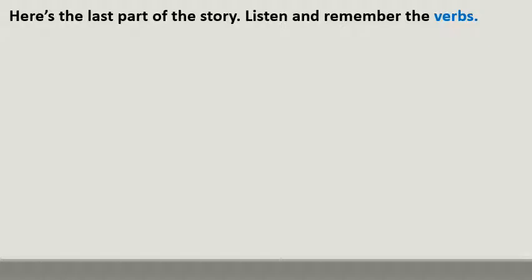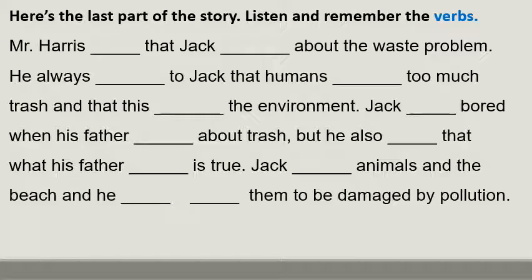Here's the last part of the story. Listen and remember the verbs. Mr. Harris hopes that Jack understands about the waste problem. He always explains to Jack that humans create too much trash and that this harms the environment.